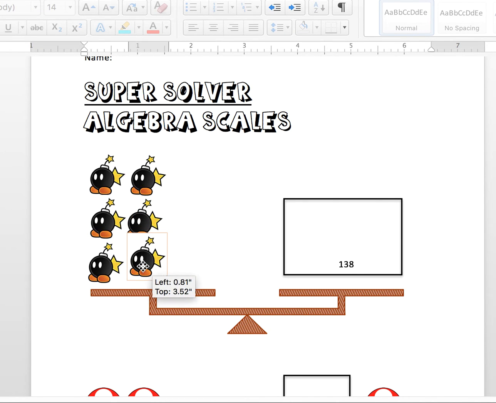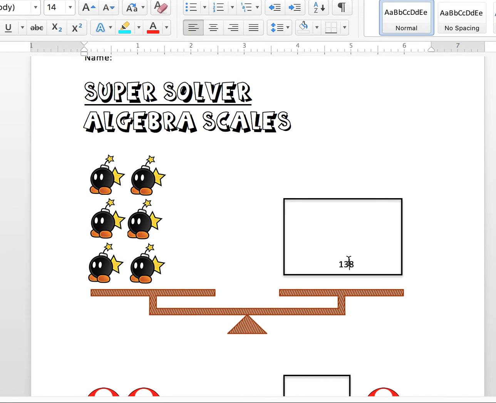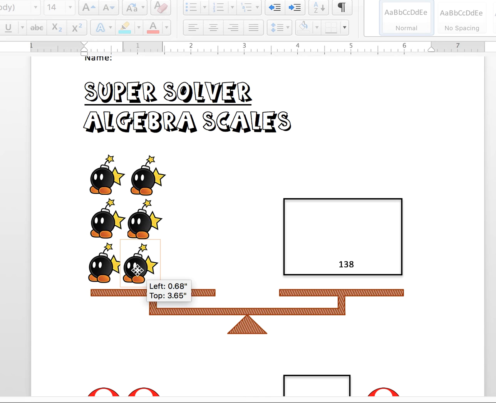Now we know that 6 bombs equals 138. So in addition to being able to add and subtract from both sides, we can divide both sides by the same number. So we could divide both sides by 6 and we'll get 1 bomb over here, and whatever weight is over here is what that 1 bomb will equal.